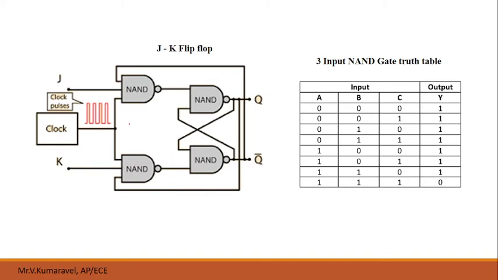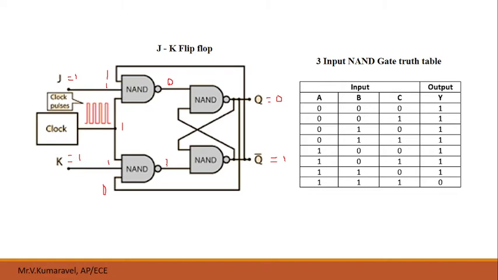The last case is when clock pulse equal to 1, J equal to 1 and K equal to 1. Let us consider Q equal to 0 and Q bar equal to 1. Because here it is 1, here also 1. So now, based on the third inputs of NAND gate 1 and NAND gate 2, the outputs of NAND gate 1 and NAND gate 2 will vary. So now what happens? This 1 is applied here and this 0 is applied here. Your output of NAND gate 1 is 0.